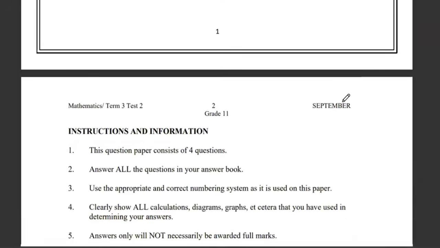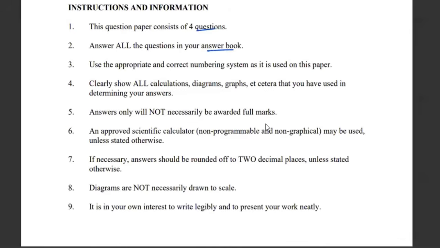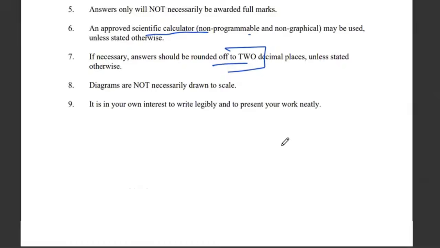Okay, so let's dive into the questions. They're telling us that we have 4 questions. We need to answer all of them and use the appropriate correct numbering system. Clearly show all the calculations and use a scientific calculator. 2 decimal places is the rounding off unless we are told otherwise. Diagrams are not necessarily to scale.